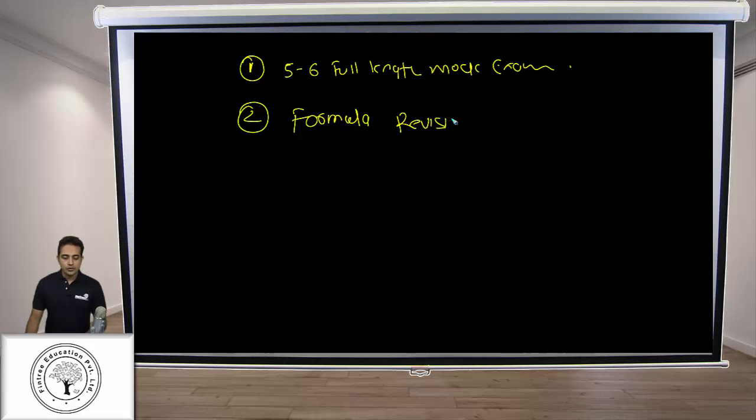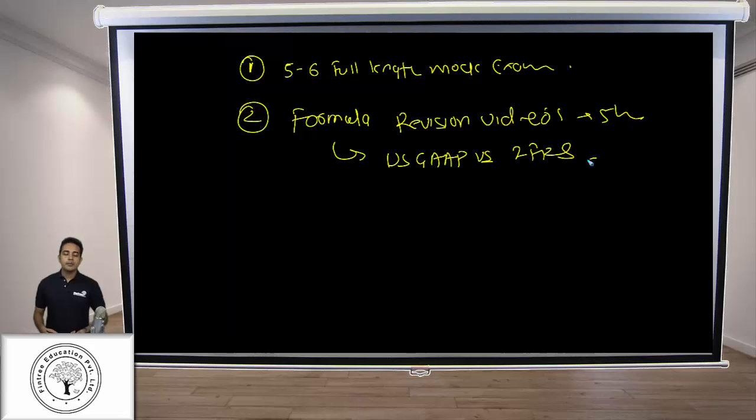Second, we have developed formula revision videos. So total duration of these videos is about 5 hours. This also includes a video series on US GAAP versus IFRS. Now, I would strongly recommend to go through these videos at least 3 to 4 times in the final month of your preparation. These videos will discuss all of the formulas that we have at CFA level 1. They will break down these formulas logically, and then we will also solve one quick numerical on each of those formulas.